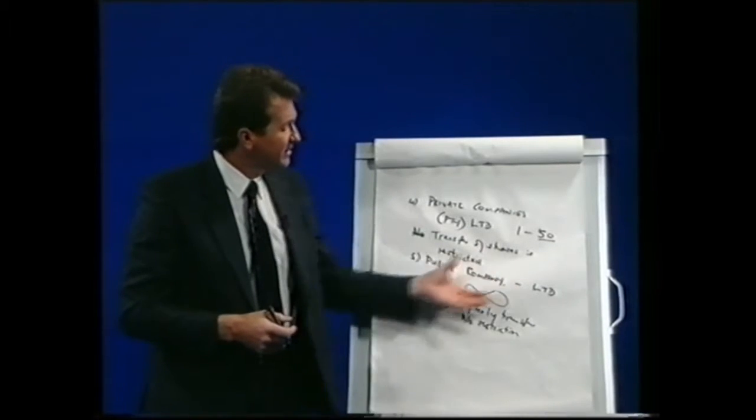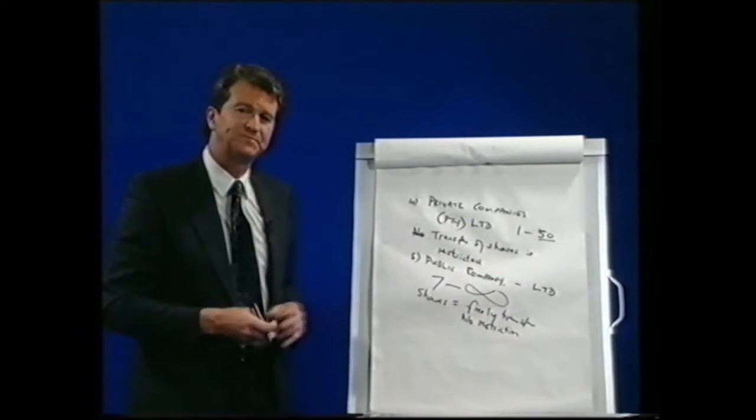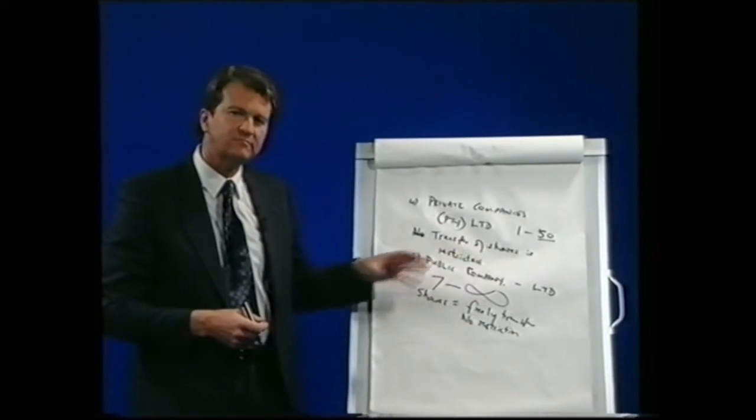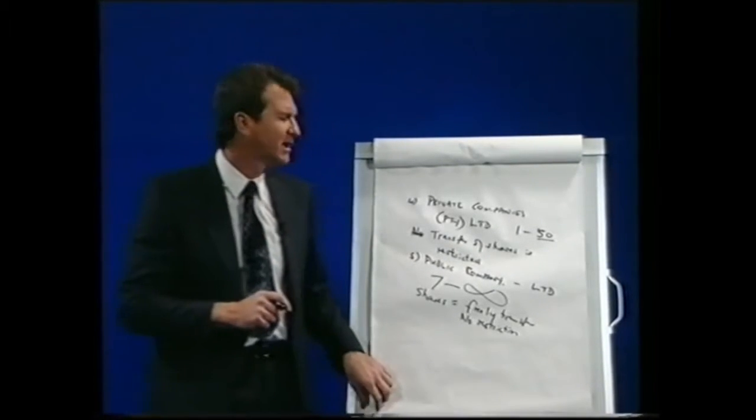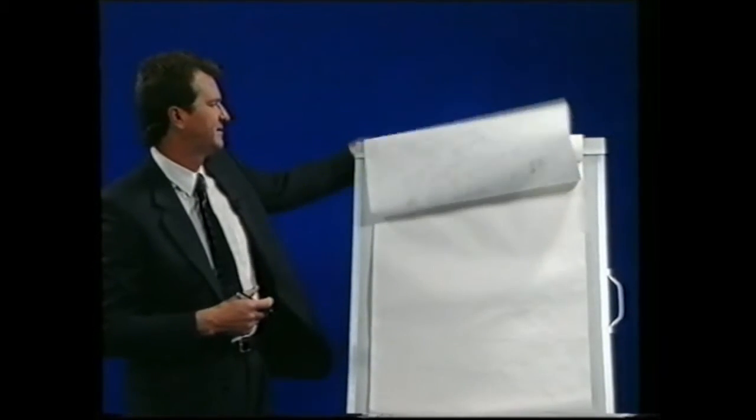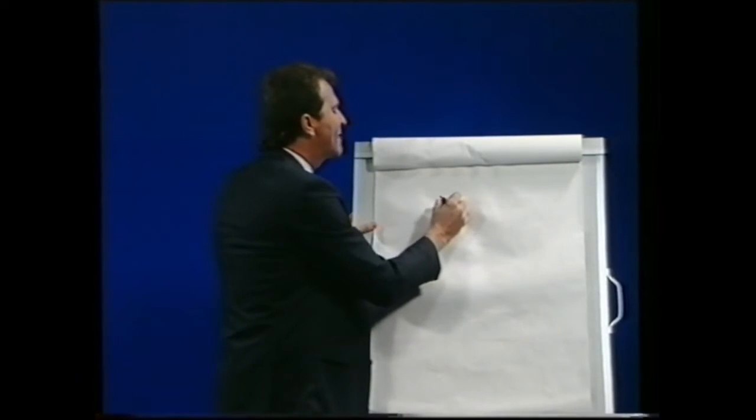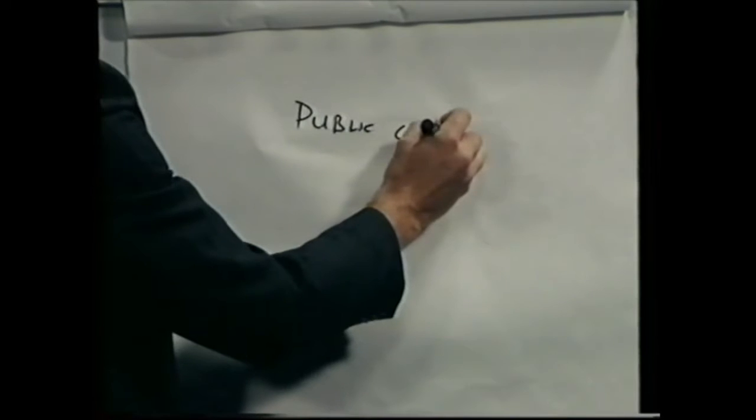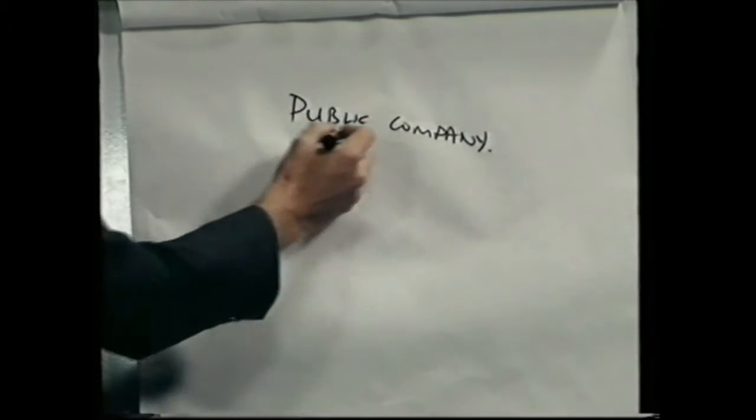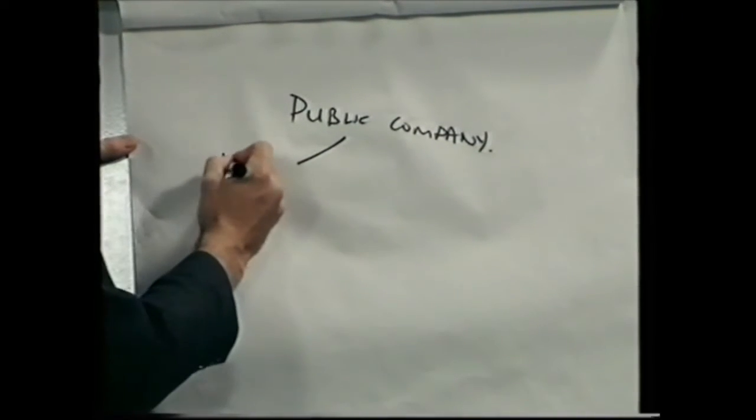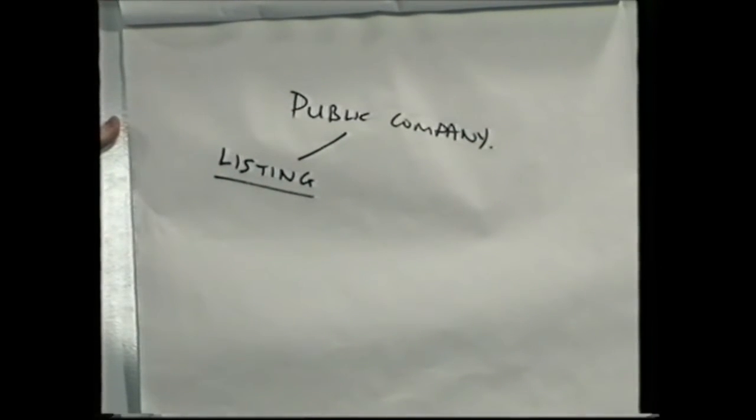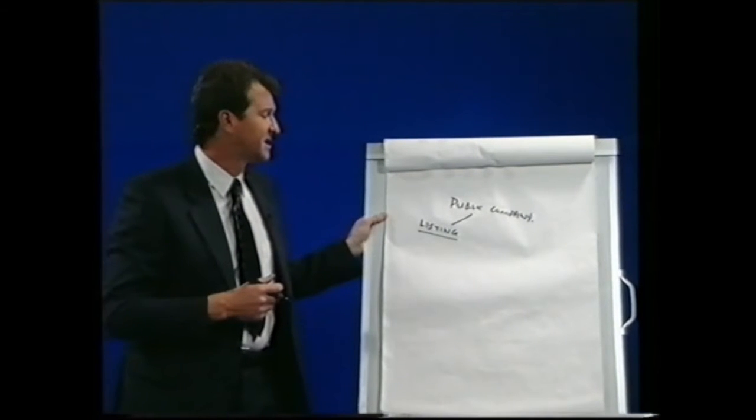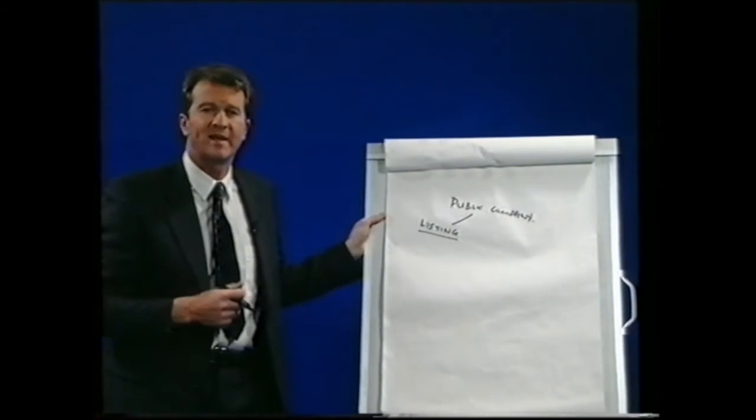Now, folks, this is the basis of the stock market. The public company forms the basis upon which the Johannesburg Stock Exchange operates. Let's have a look a little bit further and see how this works out. Public companies may apply to the Johannesburg Stock Exchange for what is called a listing. And we would refer to those companies that obtain this listing as listed public companies.